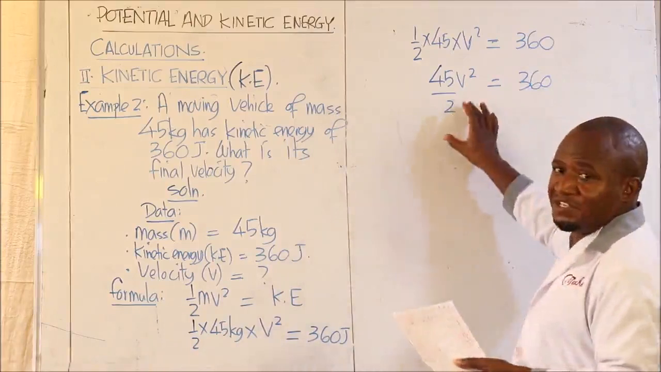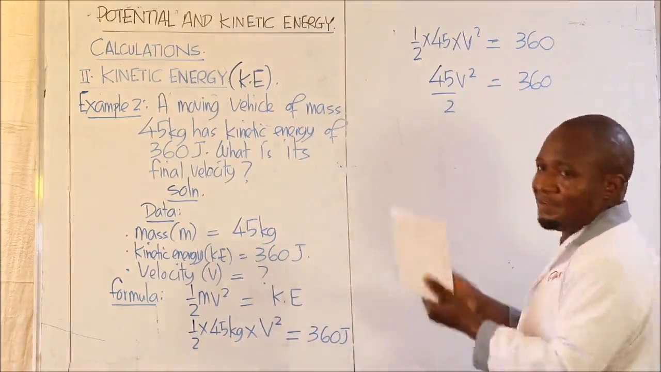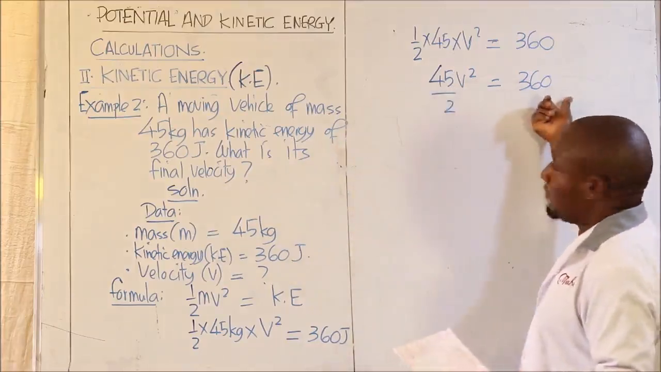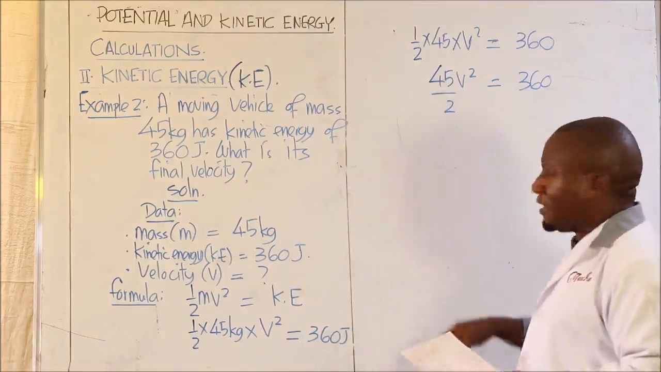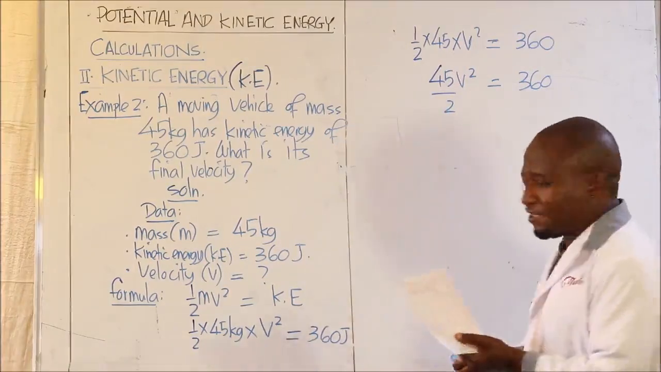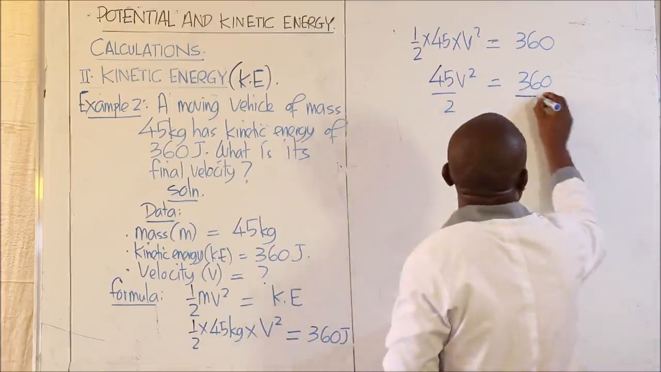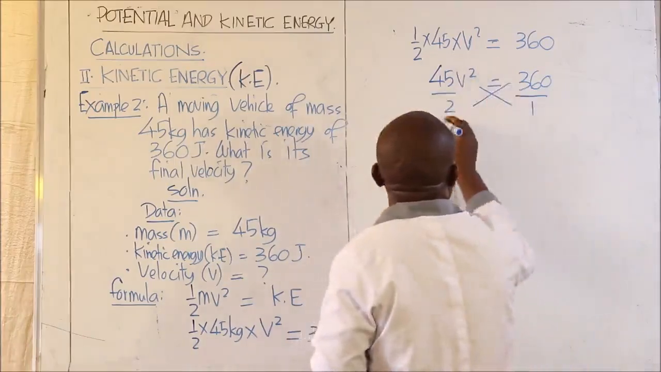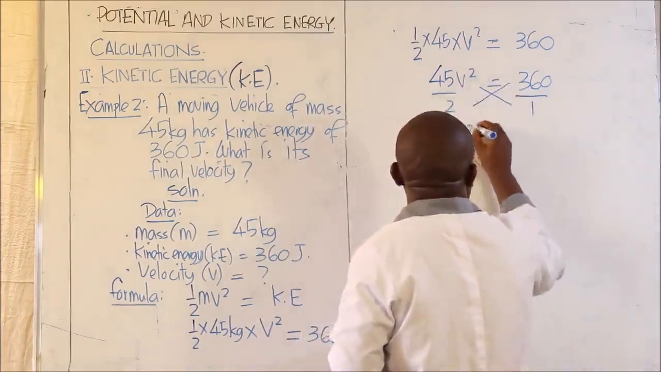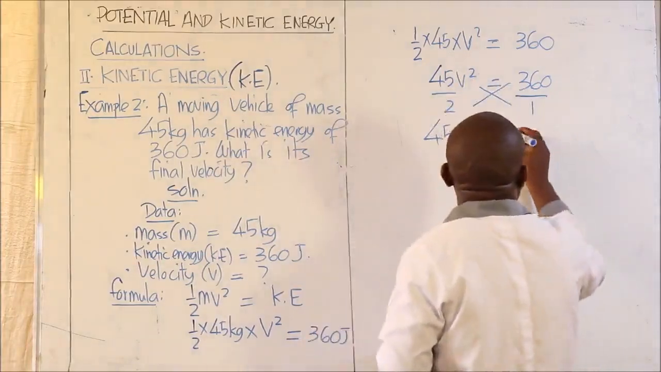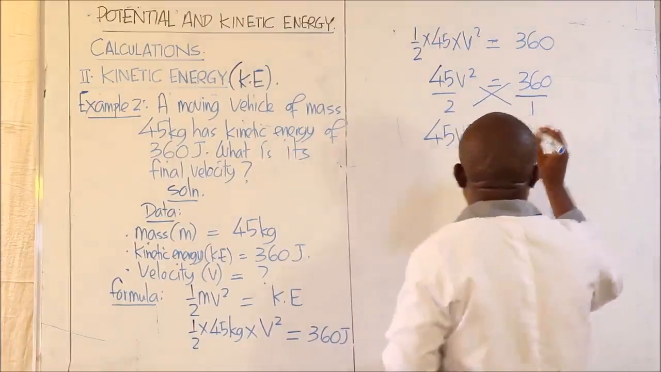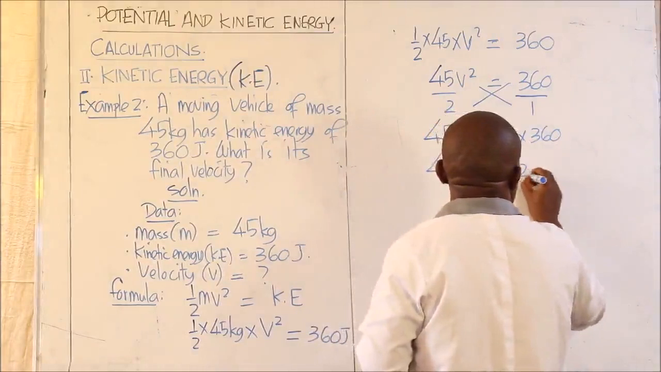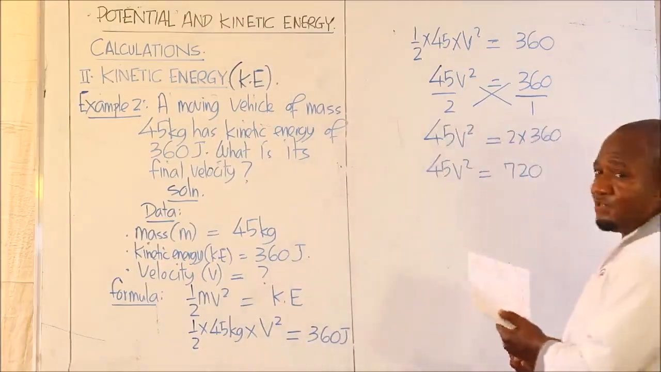This is a very simple algebraic question, and we can solve it in different ways. Either by cutting off the fraction, in which we multiply 2 on both sides, or introducing 1. After introducing 1 here, we do it by cross multiplication, which gives 45v squared times 1 equals to 45v squared, which equals to 2 times 360, giving us 45v squared equals to 720, that is 360 times 2.